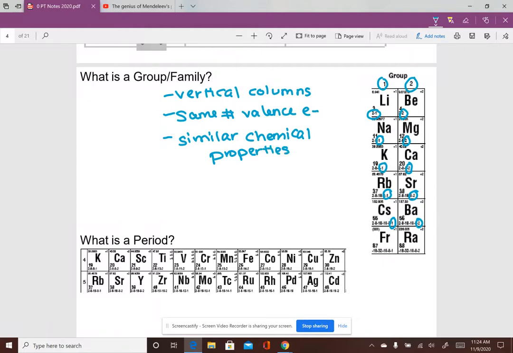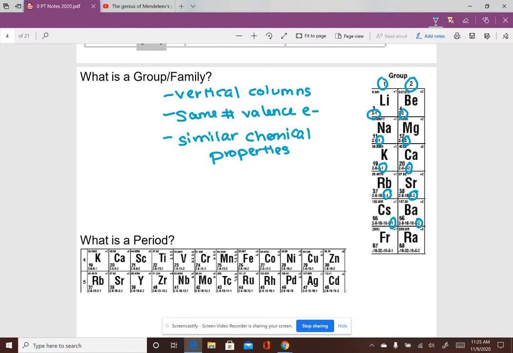Stable means that the valence electron shell has 8 electrons in it. So if the valence electron shell does not have 8 electrons in it, the atom is going to do something to get 8 valence electrons. So if they have the same number of valence electrons to begin with, they have to do the same thing to get to that final number of 8. So they have similar chemical reactions if they're in the same group.